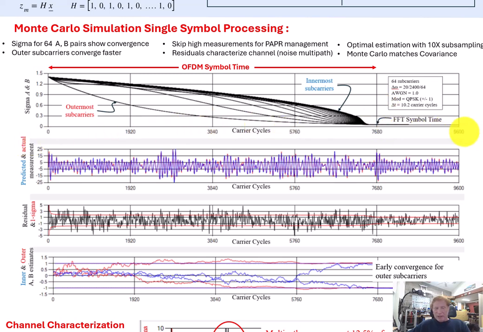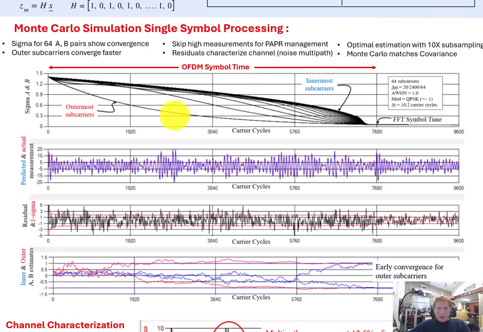The top pane to the right shows a standard deviation of all A and B values for all 64 subcarriers, a total of 128 time history values. Interestingly, the sigma A and sigma B values are identical at all times. Moreover, the two innermost subcarriers have identical sigma A and sigma B values, as do A and B pairs that occur moving away from these inner subcarriers. So there are, in fact, only 32 unique sigma time histories that illustrate the convergence performance.